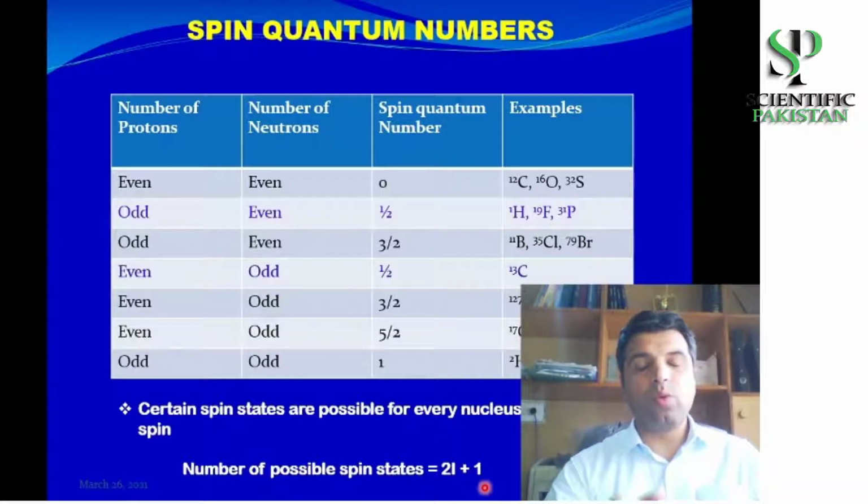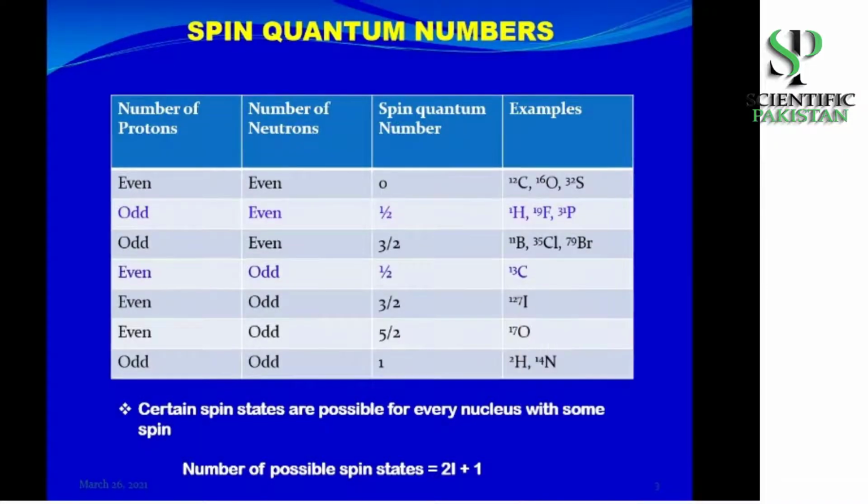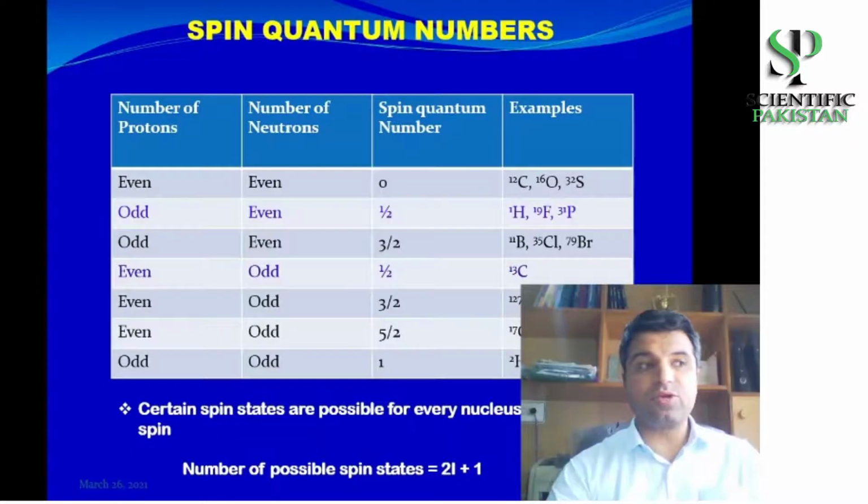And that is why I say whatever we study for proton is equally applicable to carbon 13, because luckily they both have the same spin quantum number and an equal number of spin states possible under the influence of an external magnetic field. Similarly, if we talk about deuterium, which has spin equal to 1, so 2 into 1 plus 1 is equal to 3. So deuterium has 3 possible spin states, or nitrogen has 3 possible spin states. Similarly, you can calculate the number of possible spin states for every different nucleus from this table.